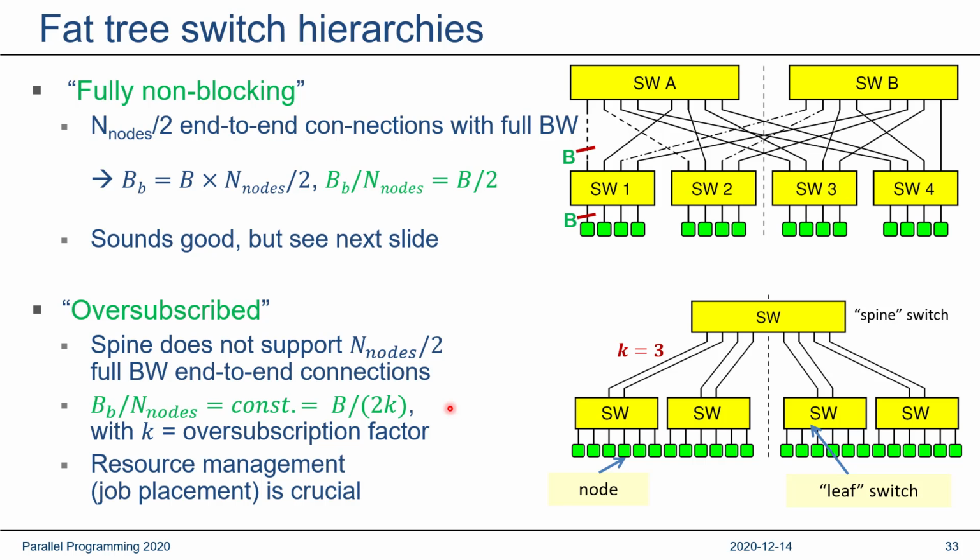A second thing that has to be kept in mind is that resource management, the job placement, is crucial here. Since this network has a strong structure and the connections to the spine are so thin, you want to place parallel jobs that only comprise a small number of nodes, if possible, on a complete leaf switch. So if you have a job that only has 6 nodes, you want those 6 nodes to be connected to the same leaf switch. If the job management software can do that, then this job will not feel this oversubscribed fat tree switch hierarchy.